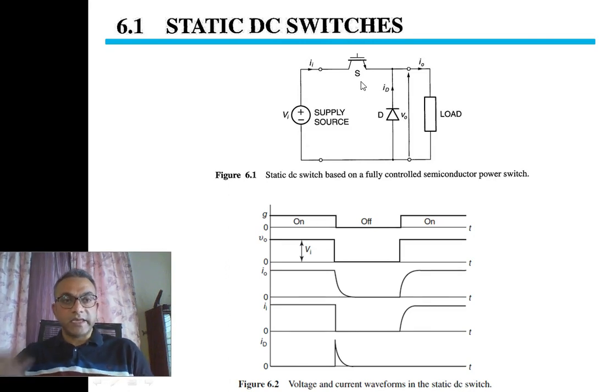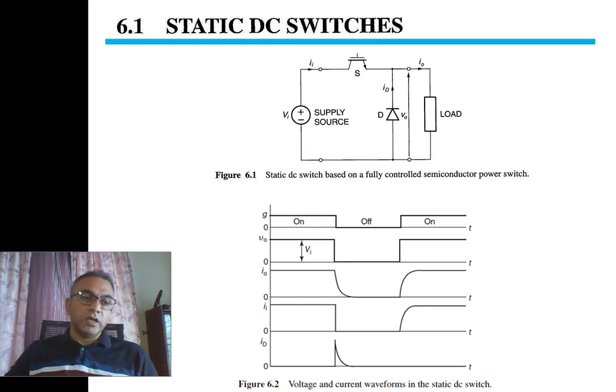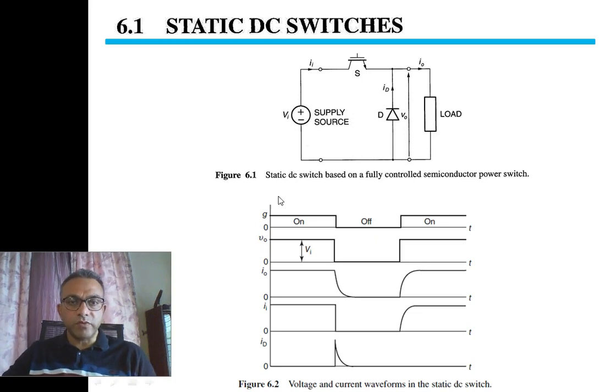The switch S has 3 terminals. One is the drain, one is the source, and one is the gate. The gate is the control signal. When we provide a large voltage, the gate will turn on, and when we supply 0 volt, the gate will turn off. So the first waveform represents the gate signal being supplied to the switch S. It is the controlling signal.